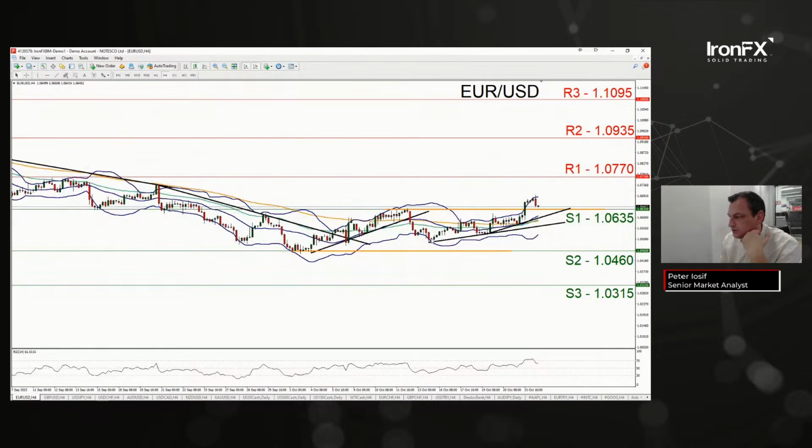Back to the 4 hour chart. Let's move now to cable.